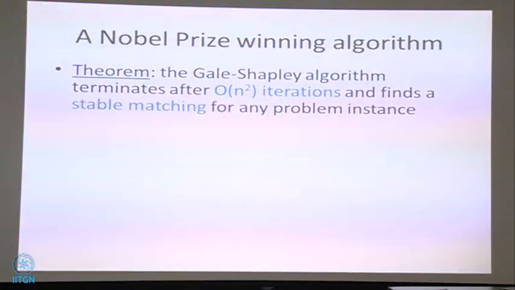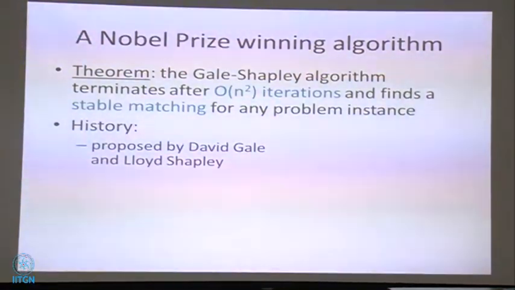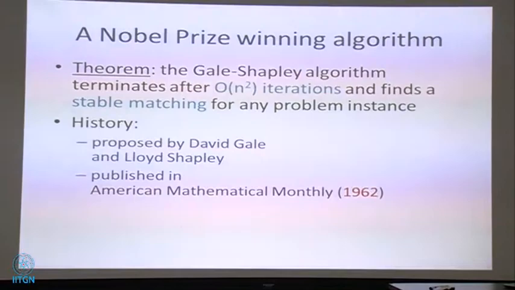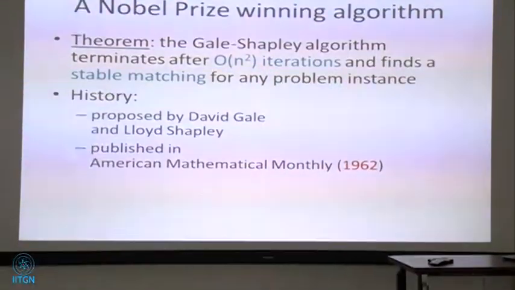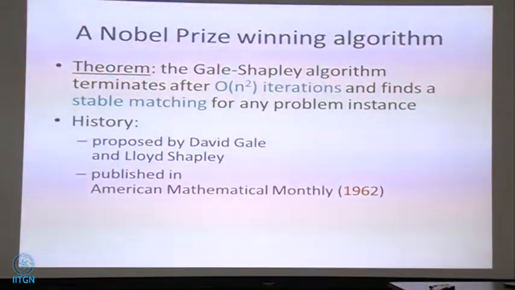So this is the theorem. The Gale-Shapley algorithm terminates after order n squared iterations and finds a stable matching for any problem instance. So here's a history. This algorithm was proposed by two guys, neither of whom was a computer scientist. David Gale was an operations researcher, Lloyd Shapley was a game theorist. So they proposed this algorithm and published it in a mathematical journal.